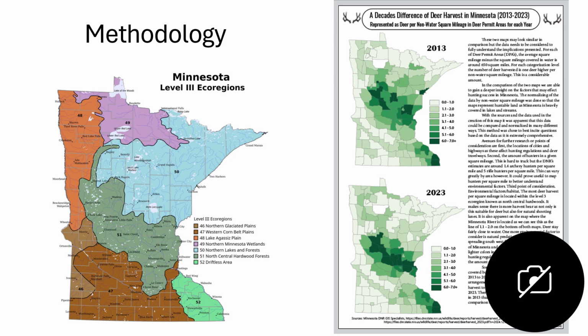I then decided that the best course of action was to take a look into the total harvest numbers for the 2 years that were 10 years apart to represent the decade of deer harvest. So 2013 and 2023 were chosen to represent the most recent decade of change within deer harvest of Minnesota. The map was then produced and classified in GIS.